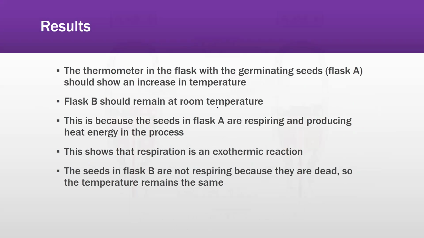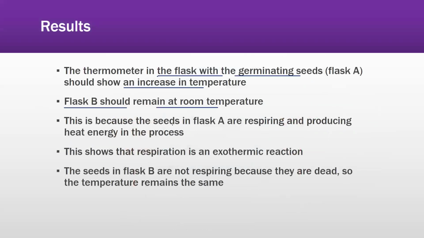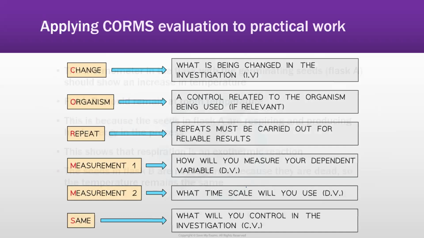Here the labeling is reversed, it's opposite, so don't get confused. The germinating seeds that were in flask A were actually in flask B, so the labeling is confusing. This is basically flask B. They were respiring and they produced heat energy in the process. This shows that respiration is an exothermic reaction which releases heat energy. The seeds in the other flask are not respiring because they are dead, so the temperature will remain the same.